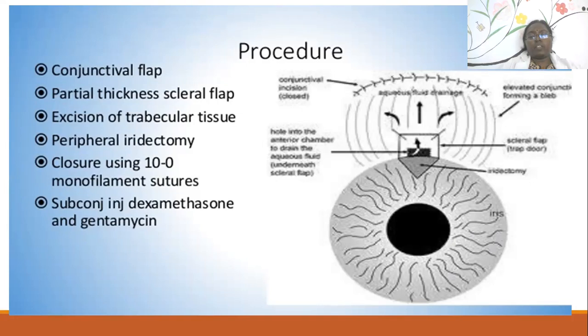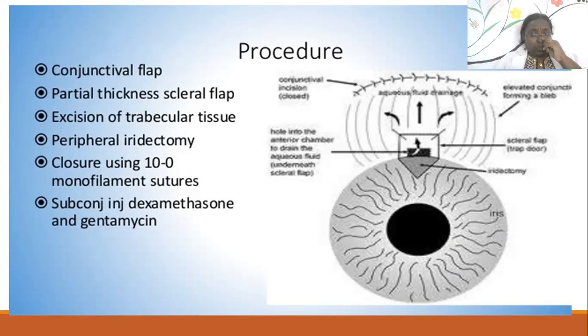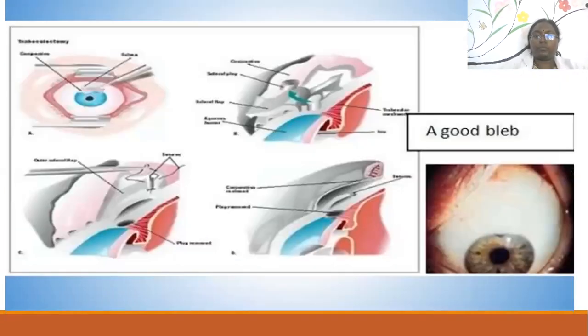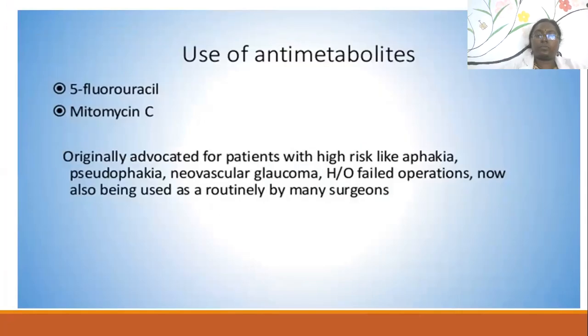Peripheral iridectomy is done, and for closure, the scleral flap is closed with 10-0 monofilament suture. Subconjunctival injection of dexamethasone and gentamicin. Fluorouracil and mitomycin C can be used.